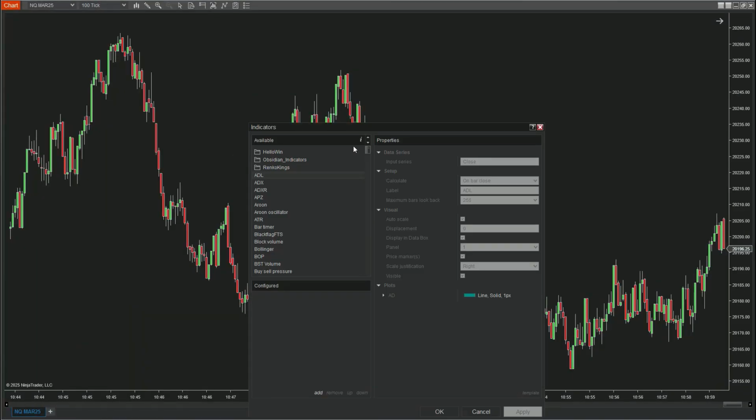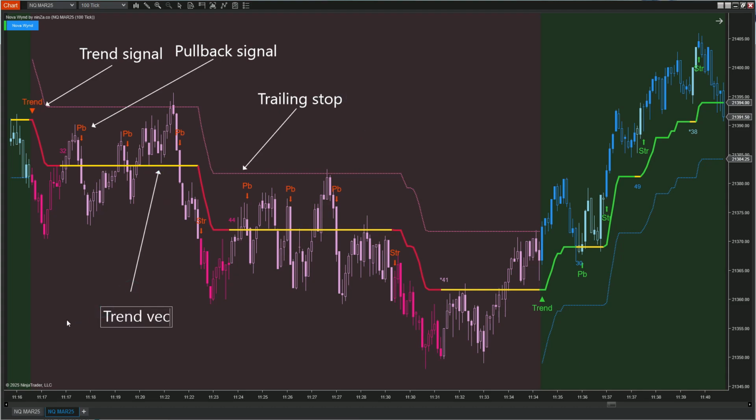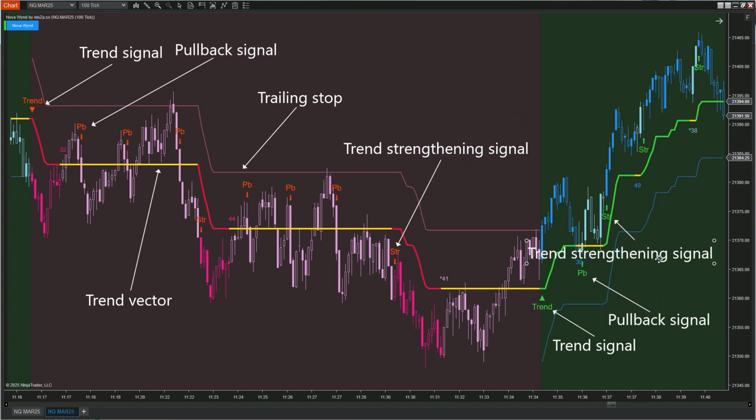First, let's talk about Nova Wind, one of our all-time best-selling indicators. It comes packed with essential features, including trend detection and pullback signals that capture retracements within a trend, allowing for well-timed entries. Additionally, the trailing stop feature helps secure profits and manage risk by automatically adjusting the stop loss as the price moves. This combination allows for more flexible trading and optimizes entry and exit points effectively. The trend vector further enhances your decision-making by indicating when momentum is strengthening or weakening.